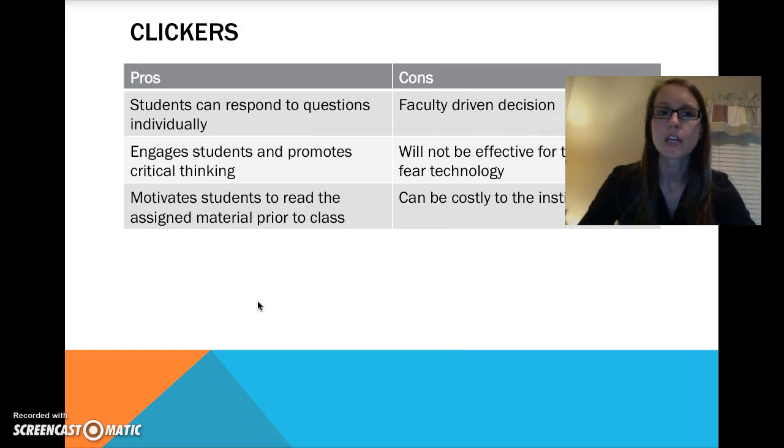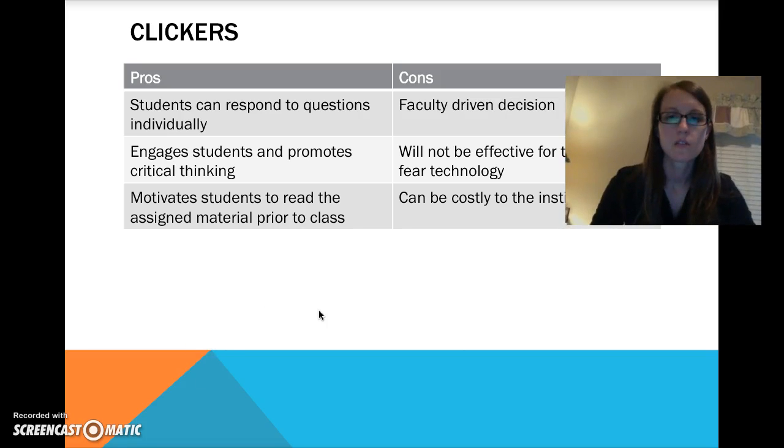The next tool is Clickers, and it's a classroom response system, but students can respond to questions individually. It engages students and gets them to critically think, and also it motivates them to read the assigned material prior to class because the teacher is going to ask them a series of questions in class and they need to be able to answer it. If a lot of students are answering it wrong, he's going to know these students are not reading the material.